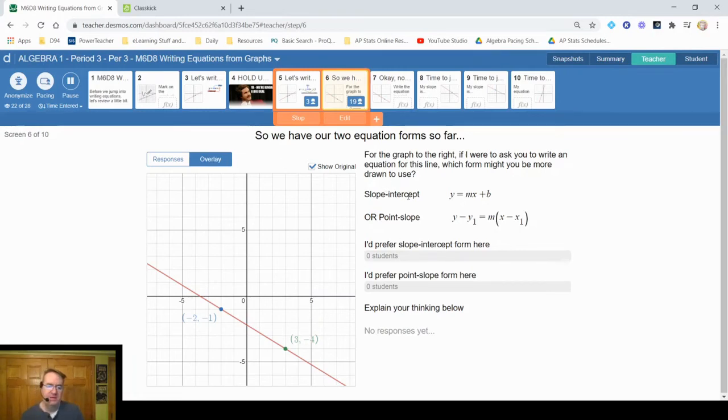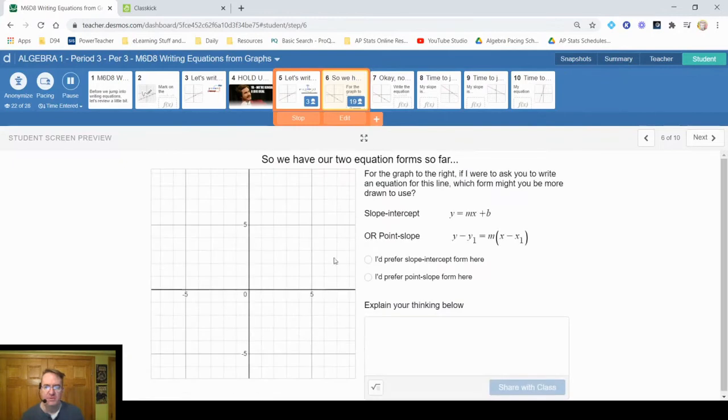Lots of times people will say slope-intercept is nice because it's obviously easier to use. Some people say on this one, the problem is that now if you go over here to the point, let me change the student view here for a second. If I check this, I don't have a nice y-intercept. They really should be integers, and so here you have a decimal.